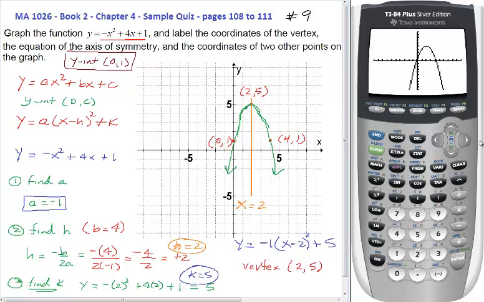So there's a complete answer for number 9, part of your chapter 4 sample quiz.